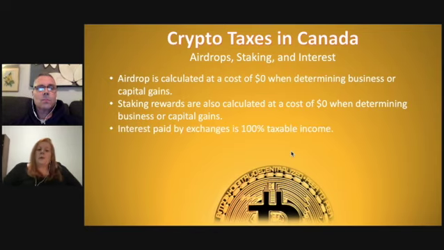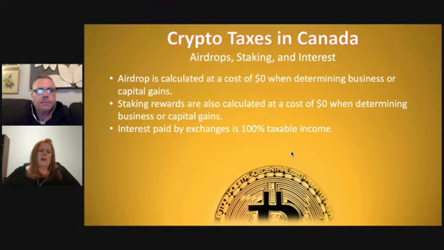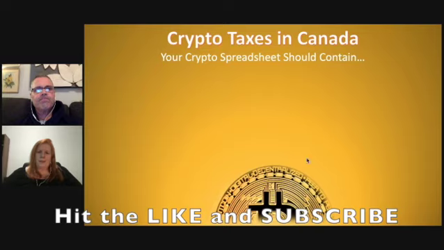Now, interest, though, if you have an exchange that pays you like 6% interest for just parking your Bitcoin there, that's 100% taxable income. So that's why, trust me, if you ever have the option between interest and staking, go with the staking. You're not going to pay as much tax. So it makes a lot more sense to do that. Okay. So now we're going to talk a little bit about your crypto spreadsheet.